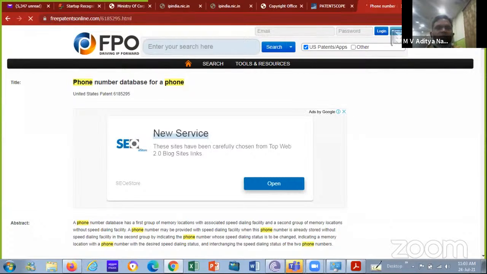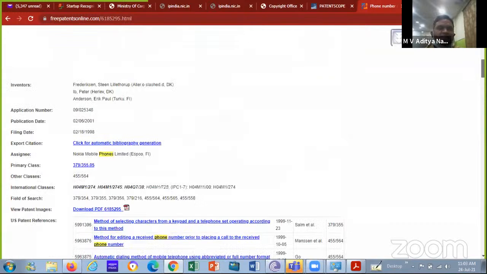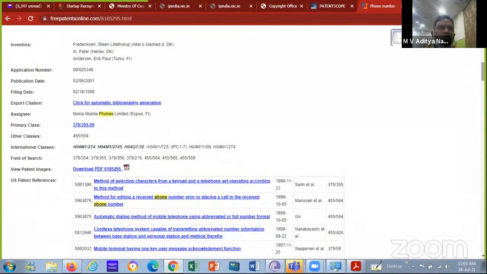So this contains an abstract, and then it contains detailed information. Who is the inventor? What is the application number? What is the publication date? What is the filing date? And what are the different citations? And who is the assignee of that particular patent? And what class does this patent belong to? And what are the different international classes this patent primarily belongs to?